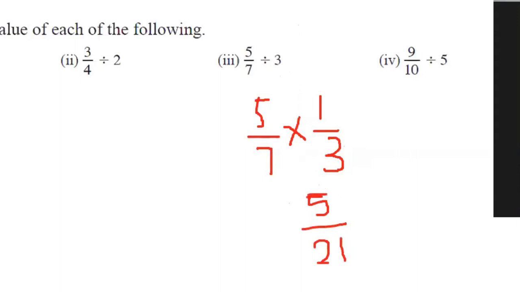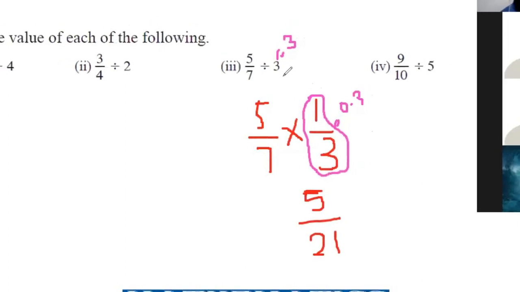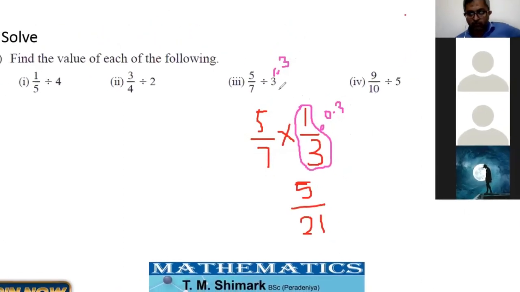If you ask me the values of this, here 3 is 3 only, no change. This one, 1 by 3, means it is about 0.3. I'm only talking about this number and not anything else. This 3 is 3. The value is different. So the answer is 5 by 21, right?